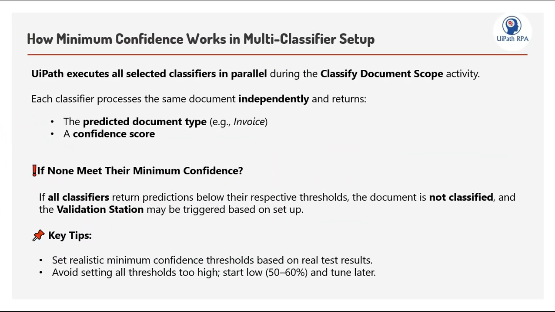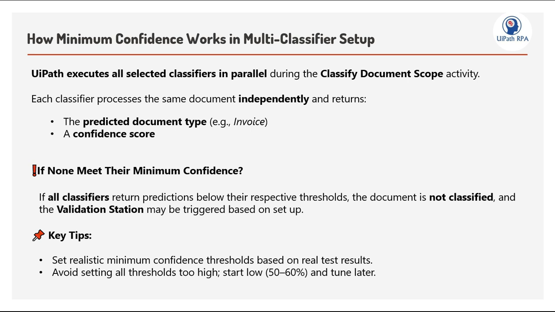UiPath basically executes all selected classifiers in parallel during the classify document scope activity, and each classifier processes the same documents independently and returns the predicted document type, which can be an invoice, receipts, etc., along with the confidence score. If none of them meet their minimum confidence, then what happens? If all classifiers return predictions below their respective thresholds, the document is not classified, and the validation station may be triggered based on your setup.